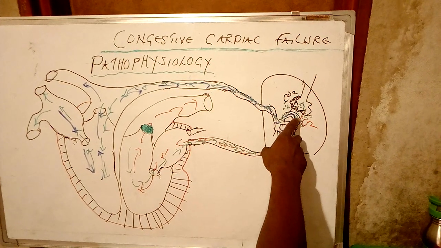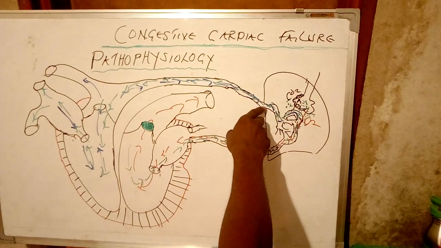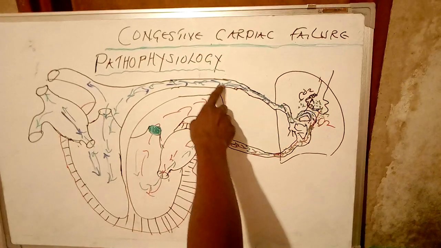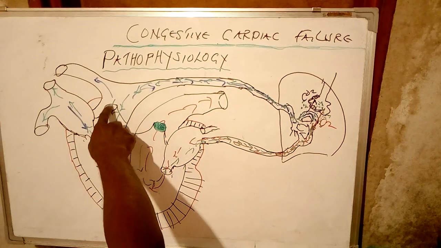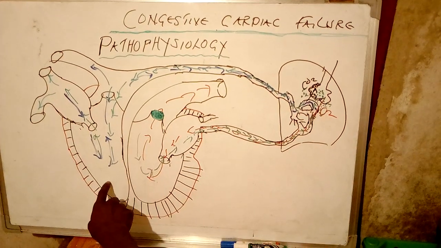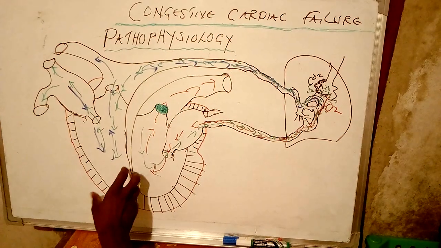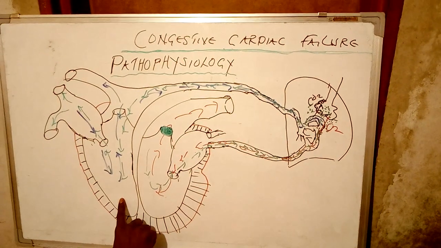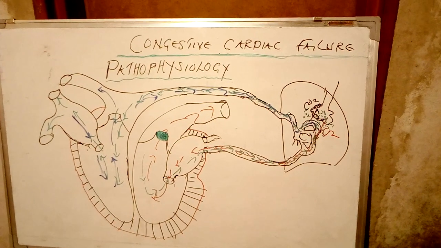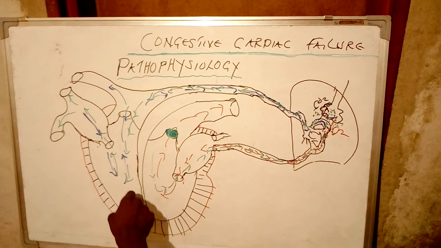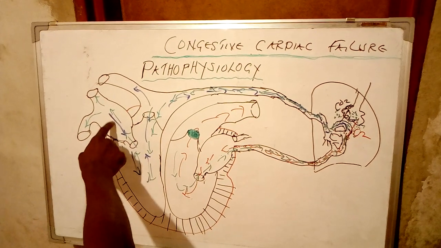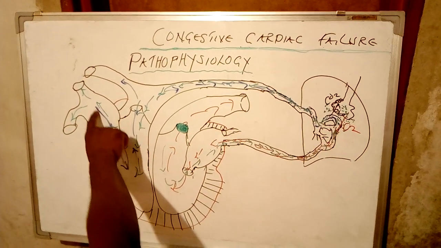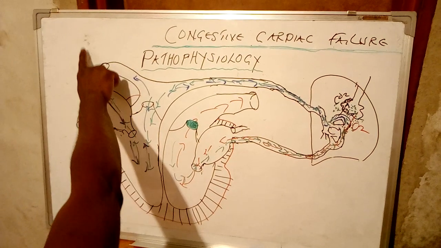And this blood will also get back to the right side of the heart through the pulmonary what? Artery. So this blood starts going back through the pulmonary artery, back to the heart, passes through the pulmonary valve into this right ventricle. This right ventricle is pumping blood to the lungs. Now blood is coming back. What is going to happen? This right ventricle is going to fail to empty the blood. As a result, it's going to fill up and the blood will start going back as well into this right atrium.